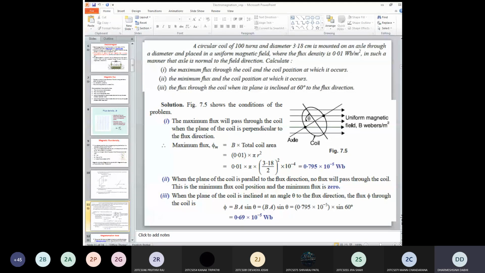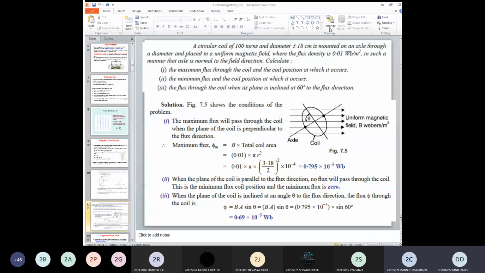So first, maximum flux through the coil and the coil position at which it occurs. So when is maximum flux passing through the coil? In which position of the coil with respect to the flux? Perpendicular. Yes, exactly perpendicular means 90 degree between the flux lines and coil plane. So what is the equation of flux? Maximum flux phi m is equal to B into A.